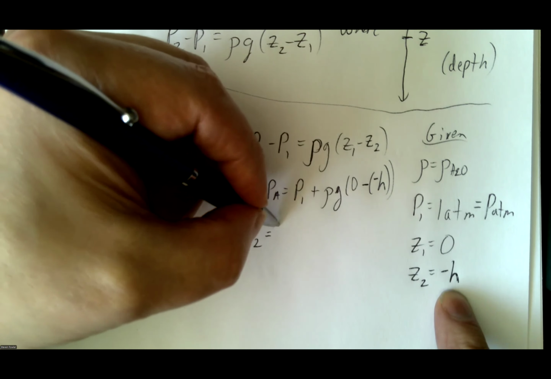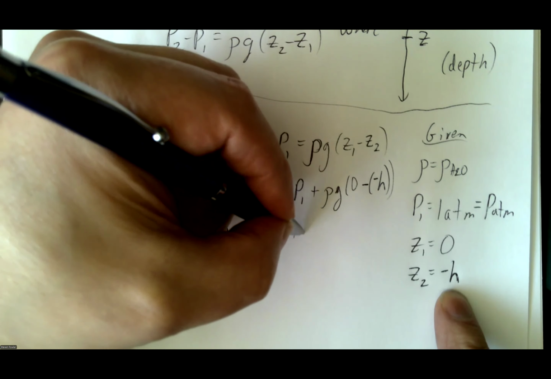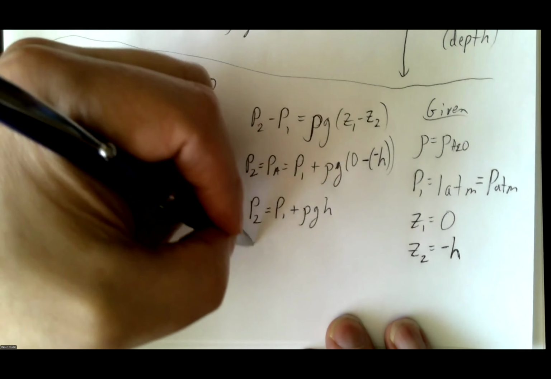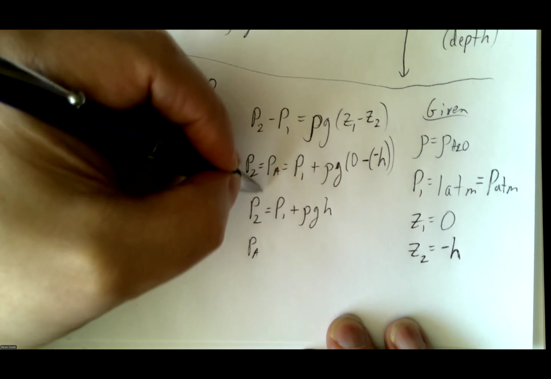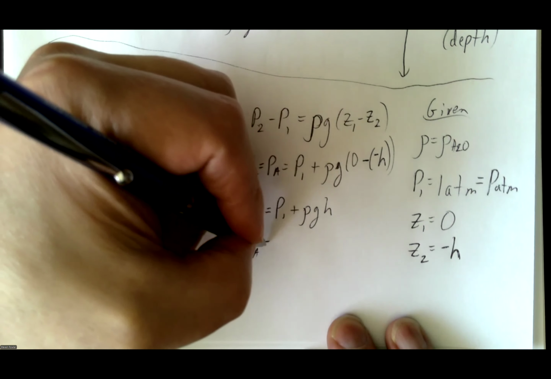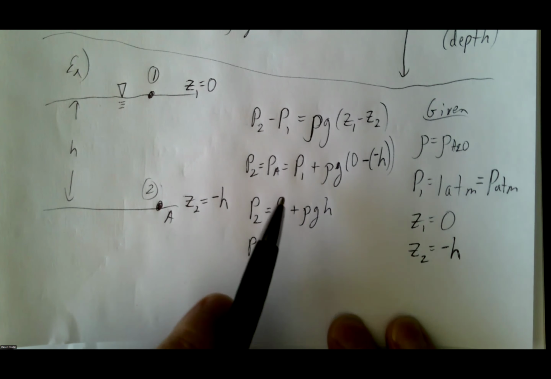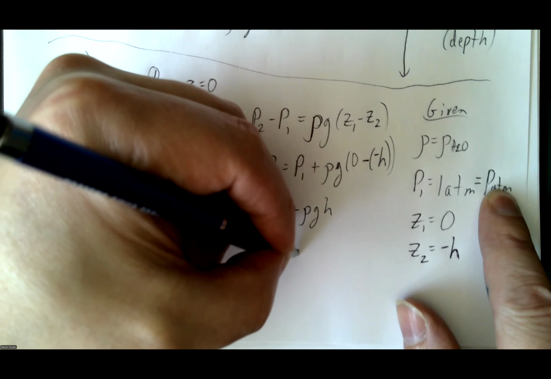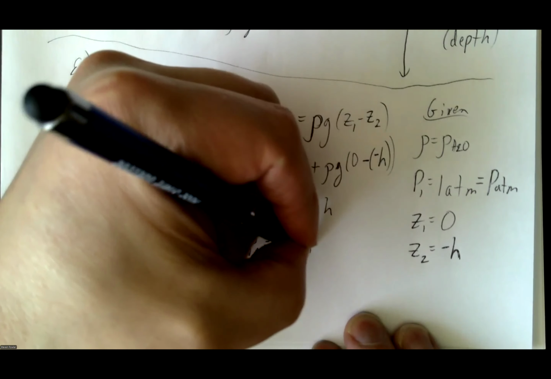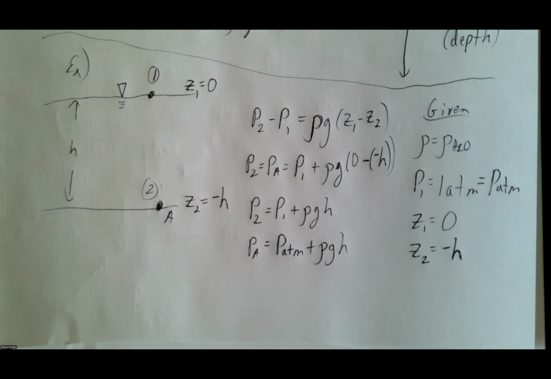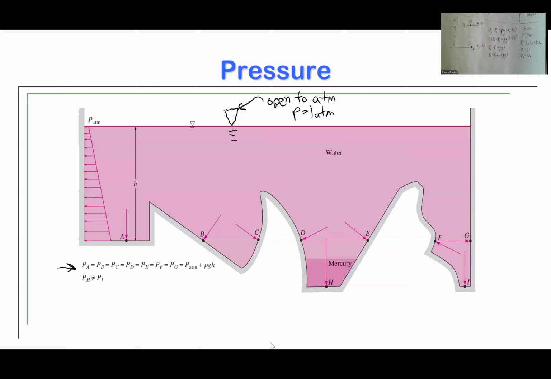So P2 is going to equal P1 plus rho GH. P2 and PA are the same thing. So PA is going to equal P1, which is the atmosphere. So we can either say 1 atmosphere or P atmosphere plus rho GH, which is what we have back over here on this slide. And that's what they're showing to us here.